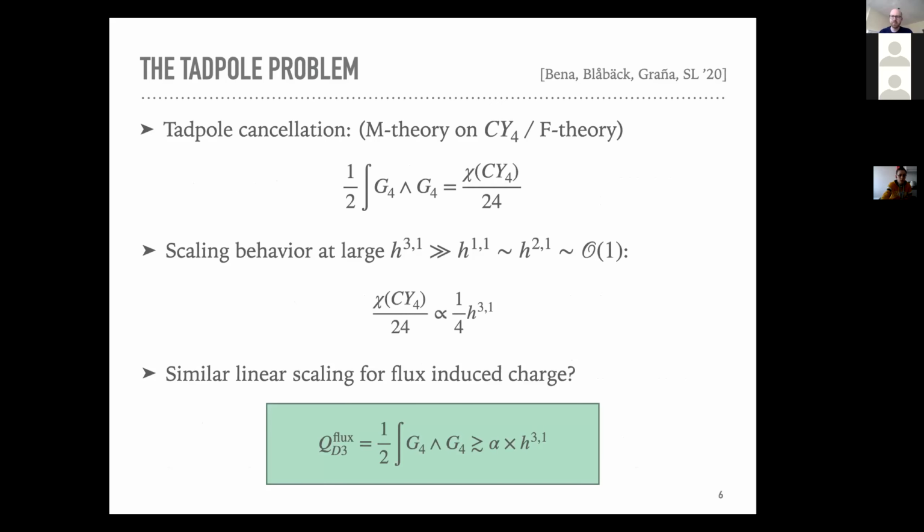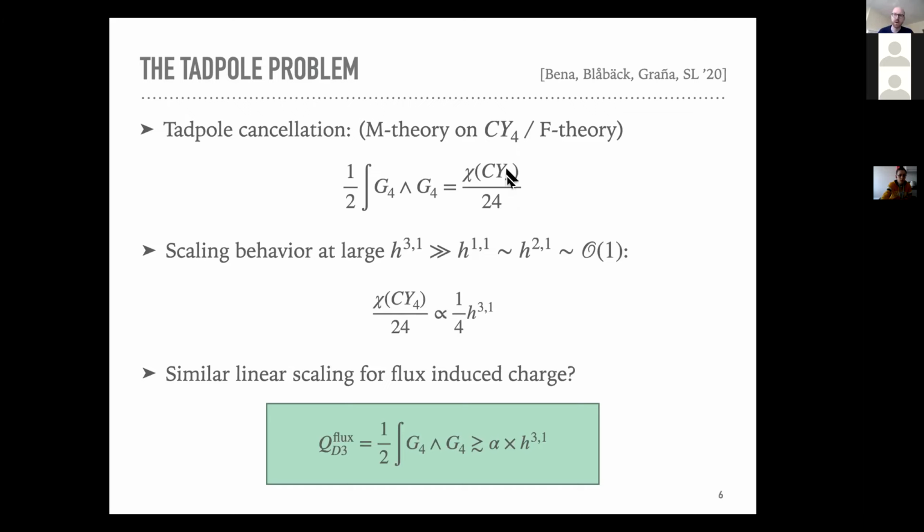On the other hand, these fluxes, as I said, have to satisfy certain constraints, namely the tadpole cancellation constraint. And in F-theory or M-theory on Calabi-Yau 4 language, it is written in this form. On the left-hand side, I have the integral over the fluxes. On the right-hand side, I have the Euler number of the fourfold divided by 24.